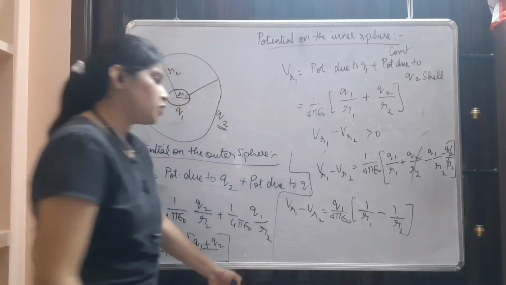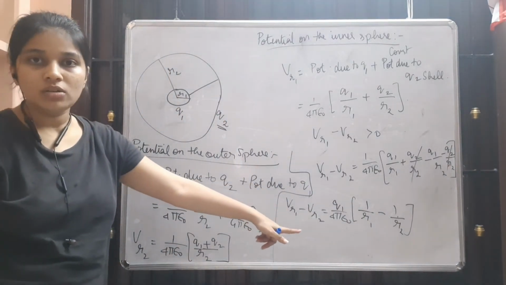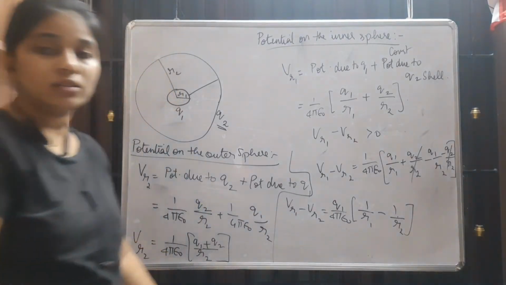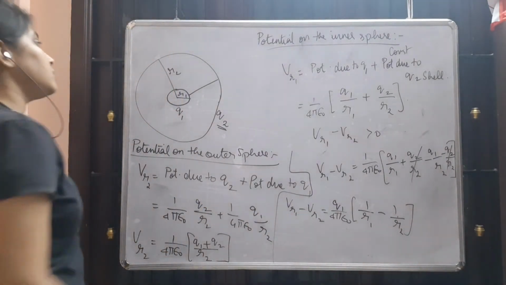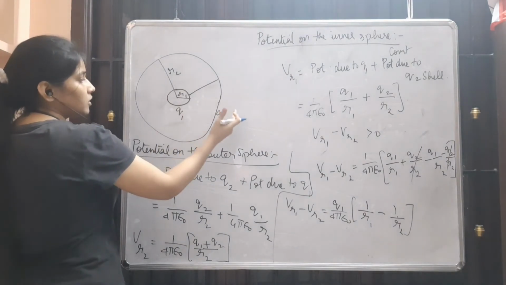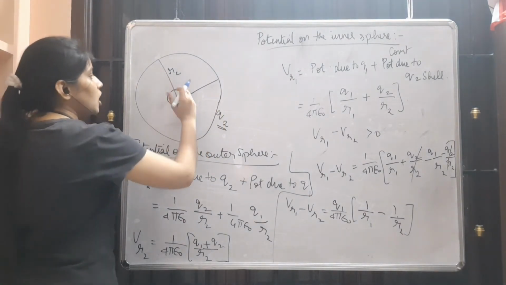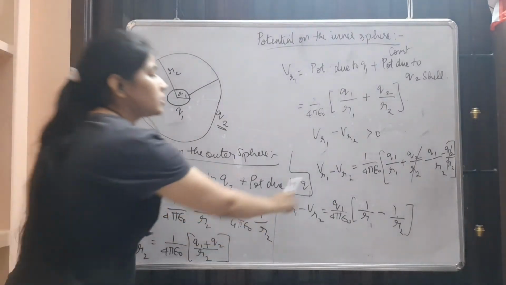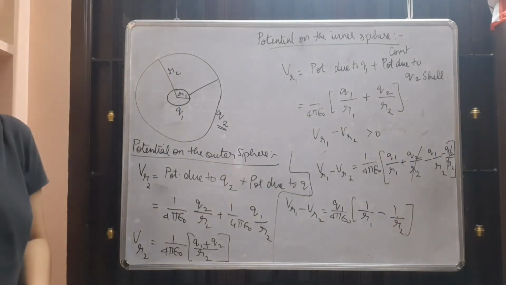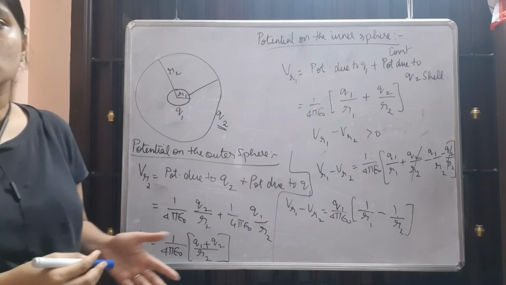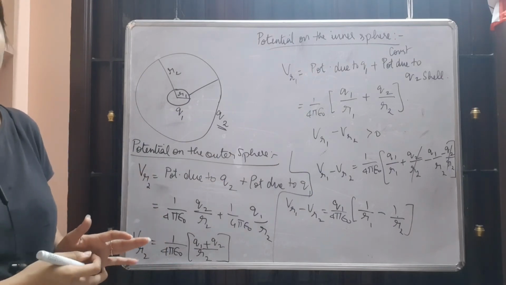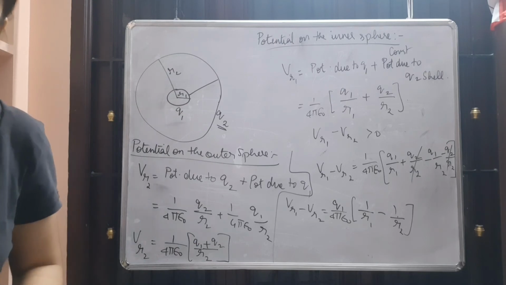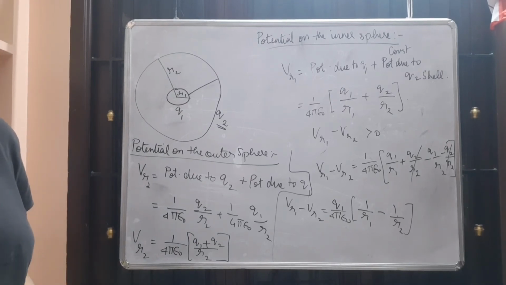If Q1 is positive in this equation, then VR1 minus VR2 will be greater than 0. Hence, if the inner potential is greater than the outer potential, the charge will always flow from inner to outer, and clearly this is independent of Q2. It does not depend upon the value of Q2, it only depends upon the value of Q1, and hence we are proving this equation.